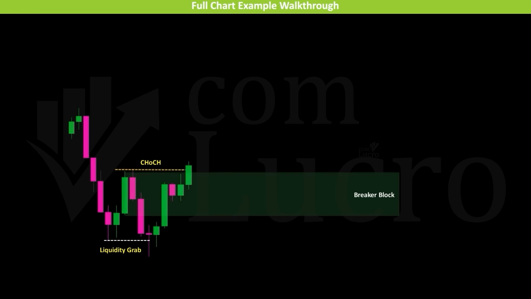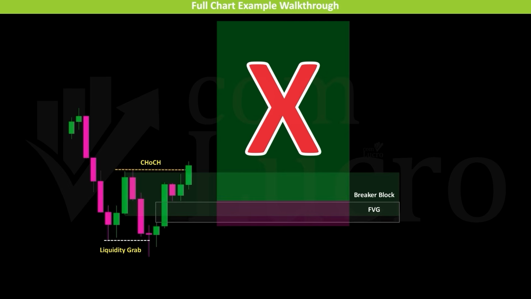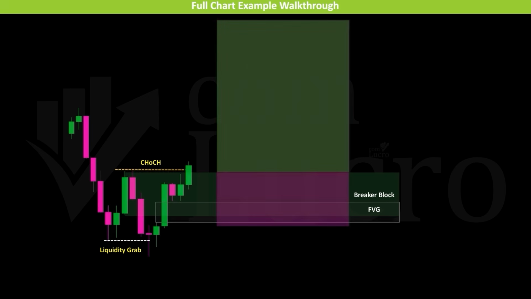At this point, we can identify a valid breaker block positioned above the fair value gap. Placing an entry directly at the fair value gap might cause a missed opportunity, since the price often does not return to the gap once it moves decisively away from it. In this case, the reaction is expected to come from the breaker block rather than the fair value gap. For this reason, the entry should be placed at the highest point of the breaker block, with a stop loss positioned a few pips below the fair value gap.